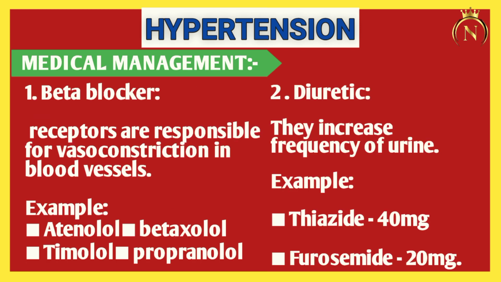Next is the medical management. First is the beta blocker. Beta blockers help with the vasoconstriction in the blood vessels, so it's one of the most important medicines for hypertension. What are the examples you can take?